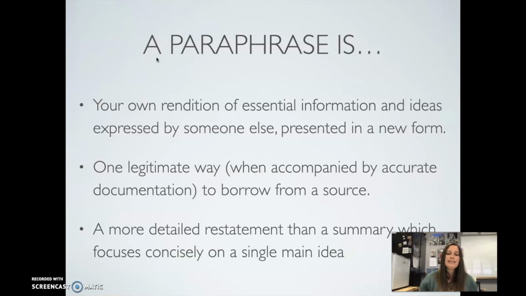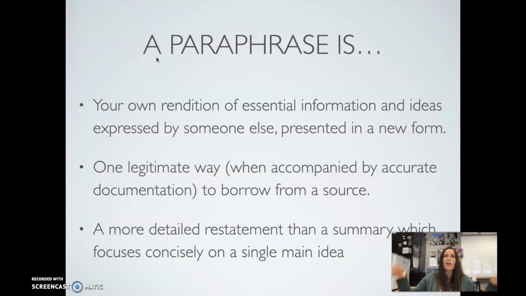Essentially, it is a more detailed restatement than a summary. A summary might just give the main idea of something, but a paraphrase is going to go through all the main parts. Okay? A summary focuses concisely on a single main idea. A paraphrase is going to hit all of the main ideas.